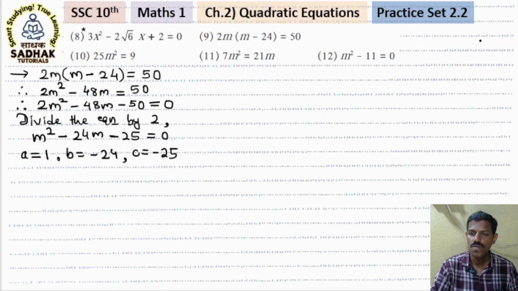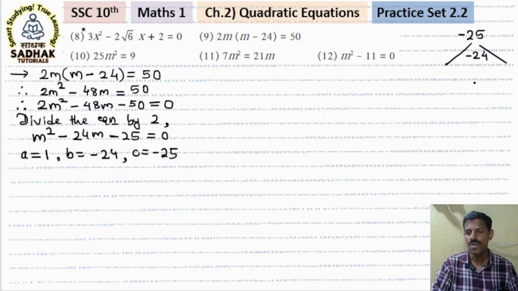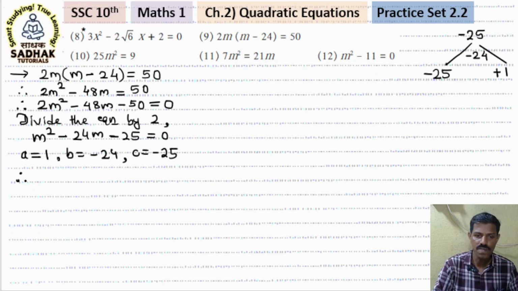Okay, so we have to split the middle term. We have minus 25. We have to find the factors of minus 25 in such a way that their addition or subtraction should give us minus 24. Okay, so the factors will be 25 and 1, and because we have minus 24 here, the greater number will be minus, the smaller number will be plus. Okay, so minus 25 multiplied by 1 will give us minus 25, and minus 25 plus 1 will give us minus 24. Okay, so using these factors we will split the middle term.